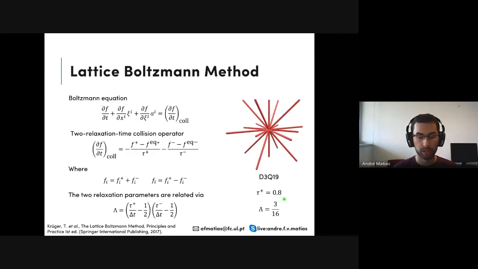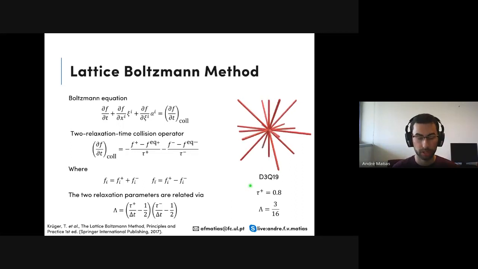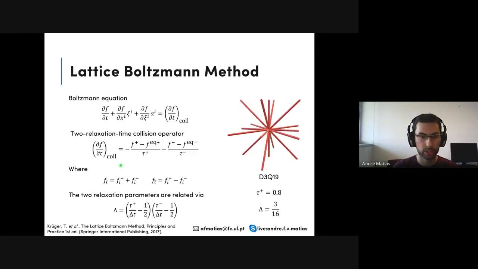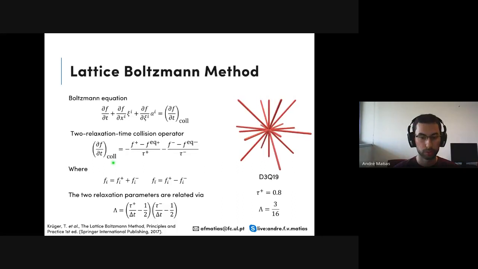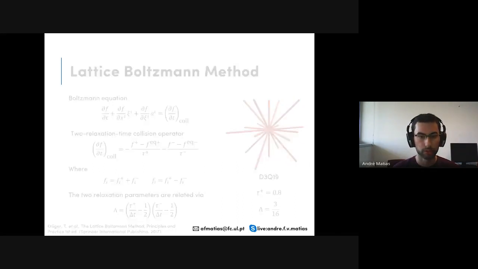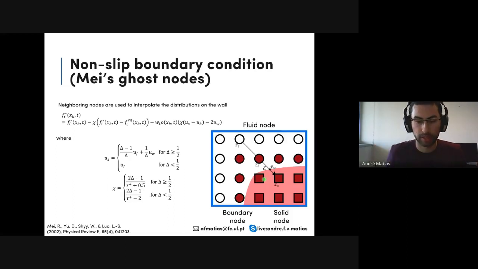Because I'm dealing with porous medium and the location of the boundaries of the medium is very important, instead of using the BGK collision operator, I instead use the two relaxation time collision operator. This way, the location of the boundary does not depend on the viscosity of the fluid. An additional measure that I took in order to have control over the position of the boundary was that I used the ghost nodes method in order to interpolate the distributions on the wall. This way, I can have a wall that is located somewhere in between the two nodes, instead of having the boundary fixed halfway, like in the simpler halfway bounce-back approach.